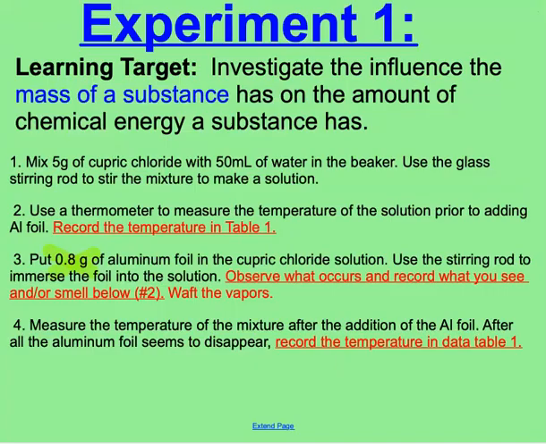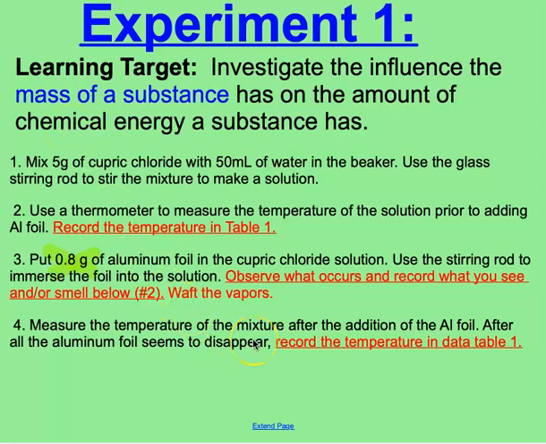Then I'm going to mix in 0.8 grams of aluminum foil. So this is where it's different. In experiment 8.1, I put in 0.5 grams of aluminum foil. So what changed? Well, the mass changed. How is mass going to influence the amount of chemical energy? So again, watch the video.